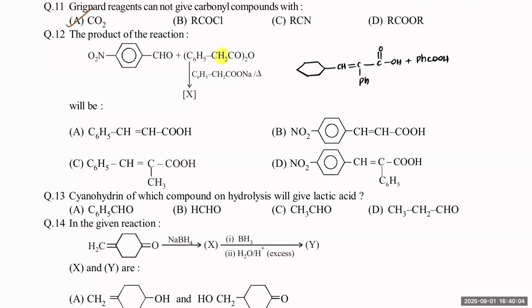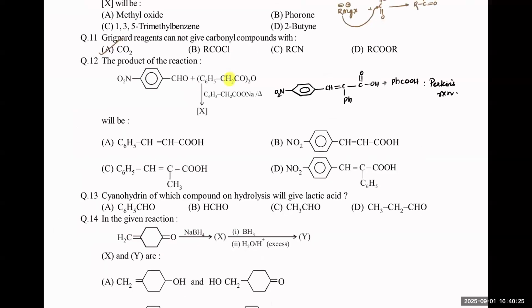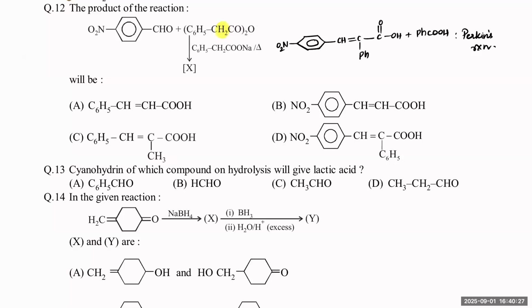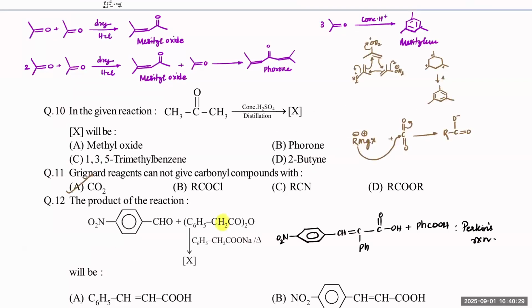What is this one? This is like a cinnamic acid, isn't it? In fact, this is cinnamic acid with a nitro substitution. Clear? Phenyl and nitro substitution. This reaction, remember what do we call it? Perkin reaction. It is called Perkin reaction. Clear? Again, quickly recall Perkin reaction and write it once.